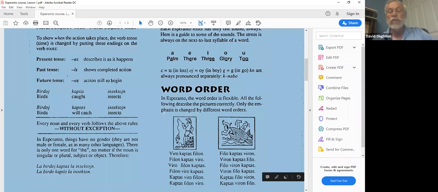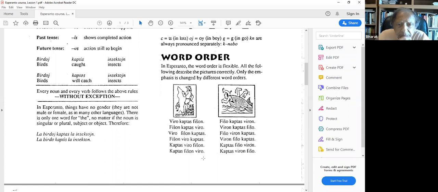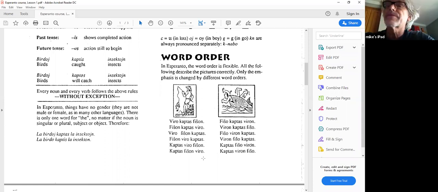What those two pictures show is that all the sentences under the first picture mean the same thing, where the man catches the fish. Viro is a man, kaptas is catches, and fishon is the object. So that's why there's a letter N there, okay? A man catches a fish. And all those other sentences beneath that first picture mean the same thing, regardless of where you put the words. Because of the endings, you know what caught what.